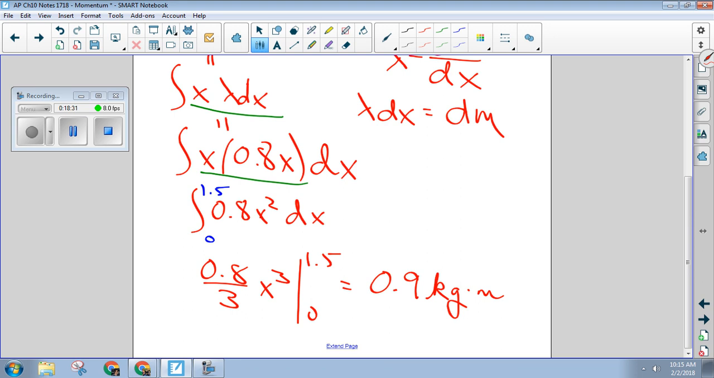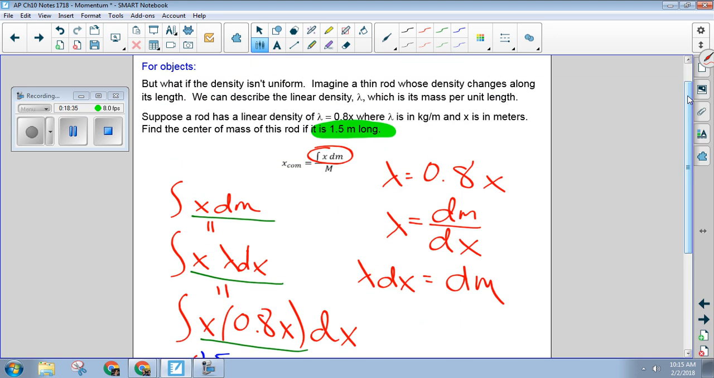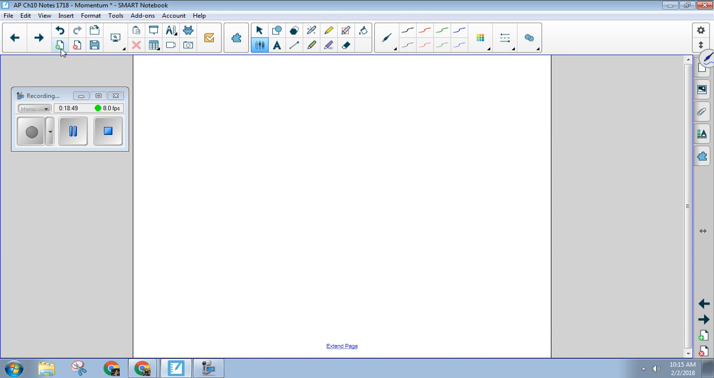Yes. All right, so now, let's go back up. Now we need to deal with this bottom part. We've got to figure out a way to find m. Usually we'd just throw the thing on a scale, but we can't do that because it's a rod with this density and it's this long, so we've got to find a way to find the mass. Another calc trick.